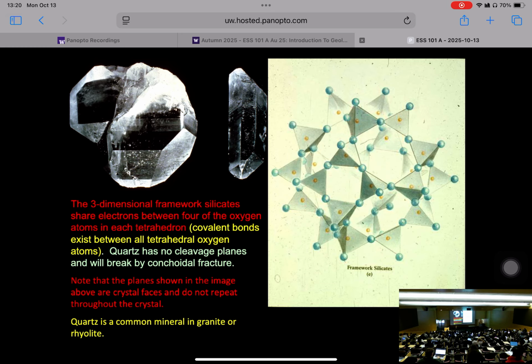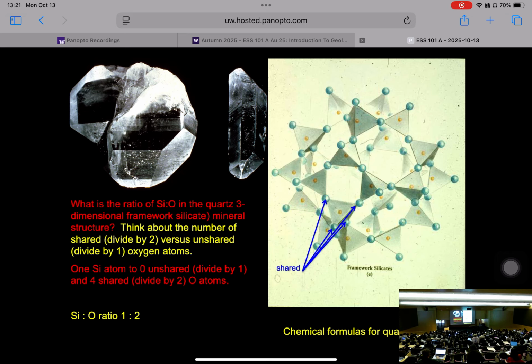We've now reached the point where you have all of the oxygen atoms shared with one another with strong covalent bonds. You can see why quartz does not cleave. It has no weakness planes. It has equally strong covalent bonds throughout its structure. And so if all the oxygen atoms are shared with covalent bonds, you have 4 shared. 4 divided by 2 is 2, right? And you have silicon, so 1 silicon, 4 shared, that's 1 to 2, SiO2, right? And quartz is pure silica.